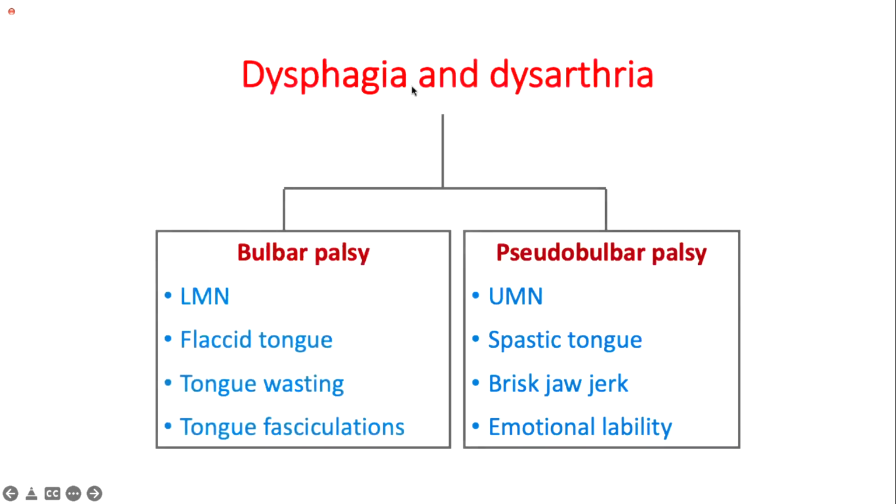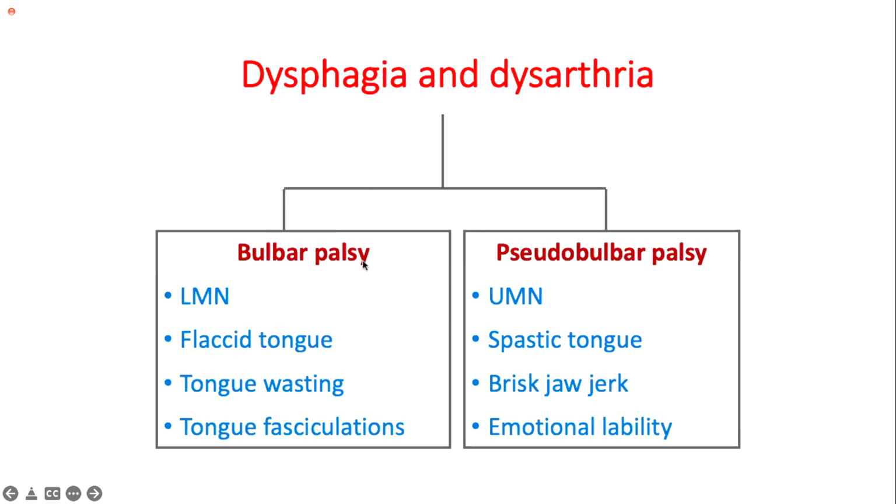When you have a lower motor neuron lesion, patients present with dysphagia and dysarthria. Dysphagia is difficulty swallowing, dysarthria is slurred speech. Now, I told you bulbar muscles are muscles innervated by the cranial nerves that arise from the medulla oblongata. So in a bulbar palsy, we look for a lower motor neuron lesion. It will be a flaccid tongue, tongue wasting and tongue fasciculation. Now sometimes patients present with typical bulbar palsy, dysphagia and dysarthria, but the lesion is actually above the medulla.